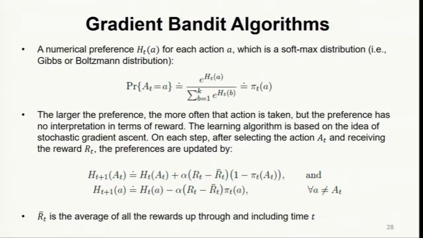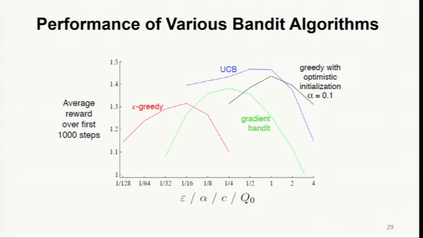You have alpha, and then you multiply by 1 minus pi t at, for the action that you have chosen. But when you do this, you also update the preference for all other actions. That means you update the preference for all the actions. Once you choose an action, you get the reward, and you update the preference function for all the actions. The other update is for all actions not equal to AT. RT is the average of all the rewards up through and including time t.